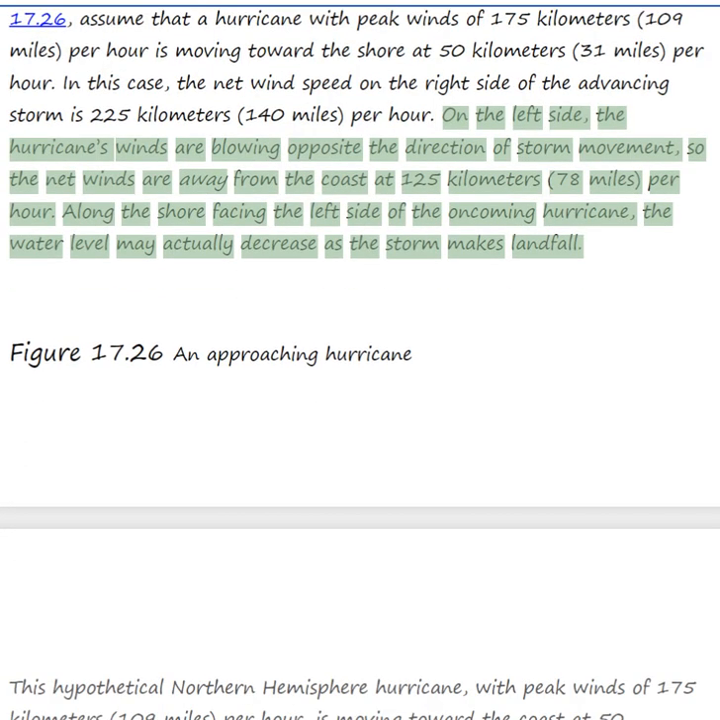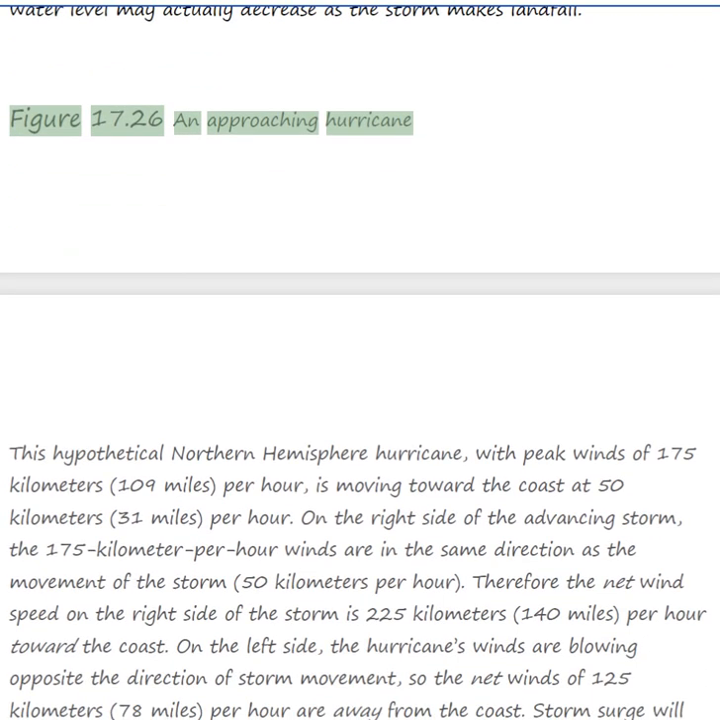On the left side, the hurricane's winds are blowing opposite the direction of storm movement, so the net winds are away from the coast at 125 km per hour. Along the shore facing the left side of the oncoming hurricane, the water level may actually decrease as the storm makes landfall. Figure 17.26. An approaching hurricane.